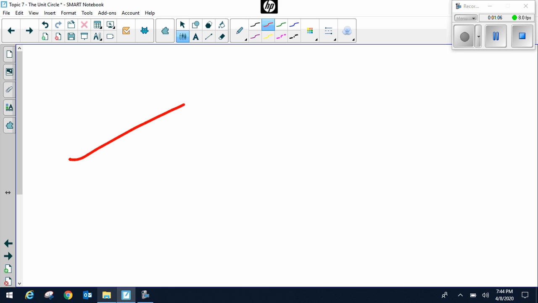Okay, so let's talk about that red triangle. So that red triangle is a 30, 60, 90 right triangle. Okay, the hypotenuse of all the triangles in the unit circle is always 1. That's the radius. The radius of the unit circle is 1 unit. Okay, let's refresh our memory.